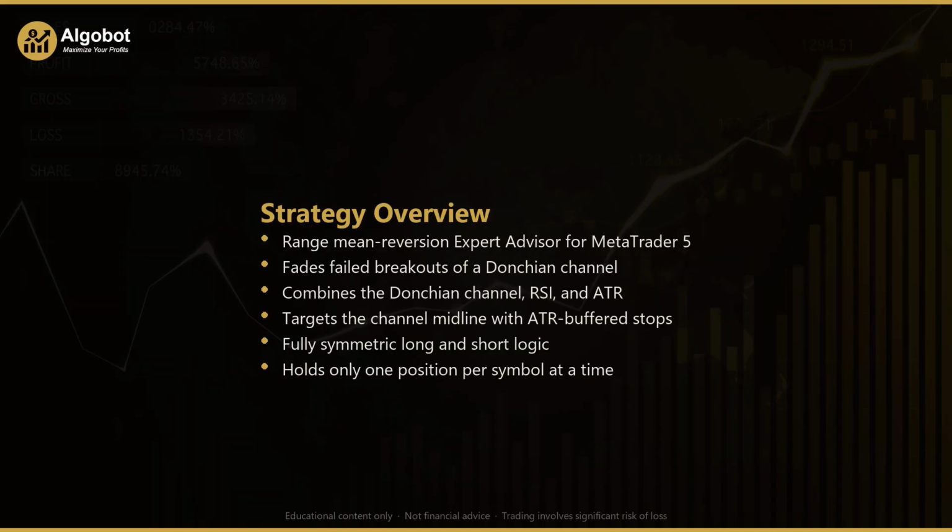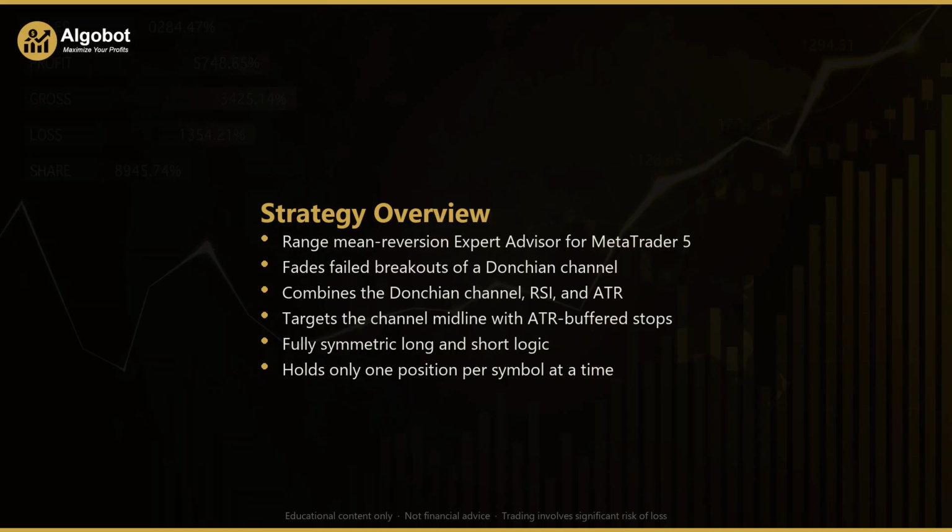Let's get into it. So what does this expert advisor actually do? At its heart, Donchian Midline Reversion is a mean reversion strategy. Instead of chasing breakouts, it does the opposite. It looks for breakouts that fail and then trades back toward the average price. The tool it uses to define the range is the Donchian Channel. That channel simply plots the highest high and the lowest low over a set number of bars, drawing an upper band, a lower band, and a midline running through the center. The default channel period here is 20 bars, and you can adjust it anywhere from 10 to 60.